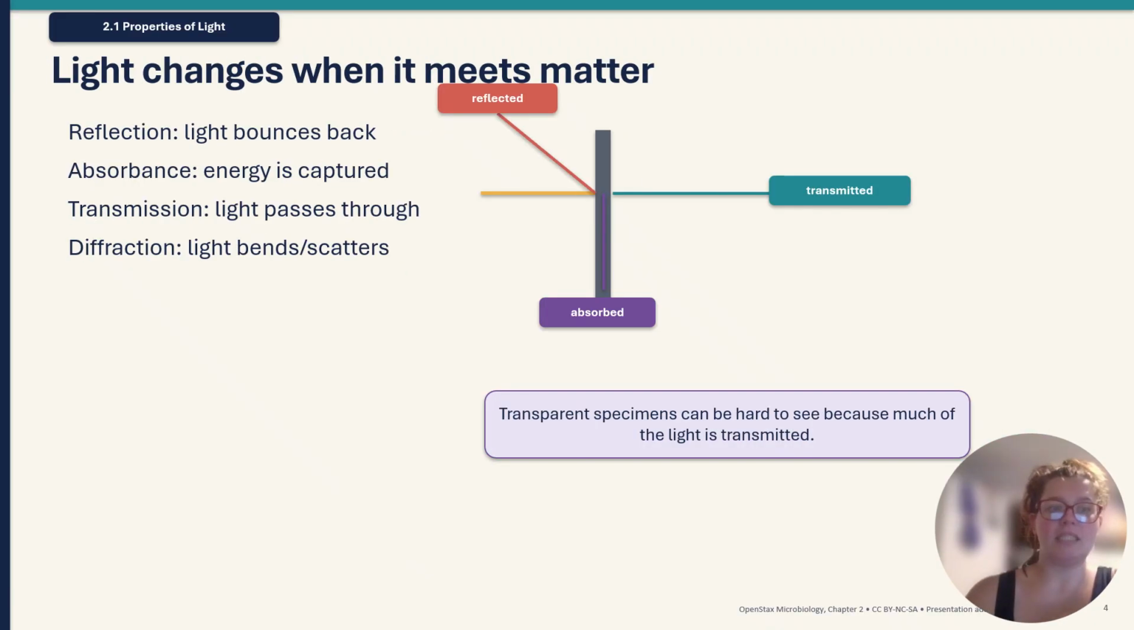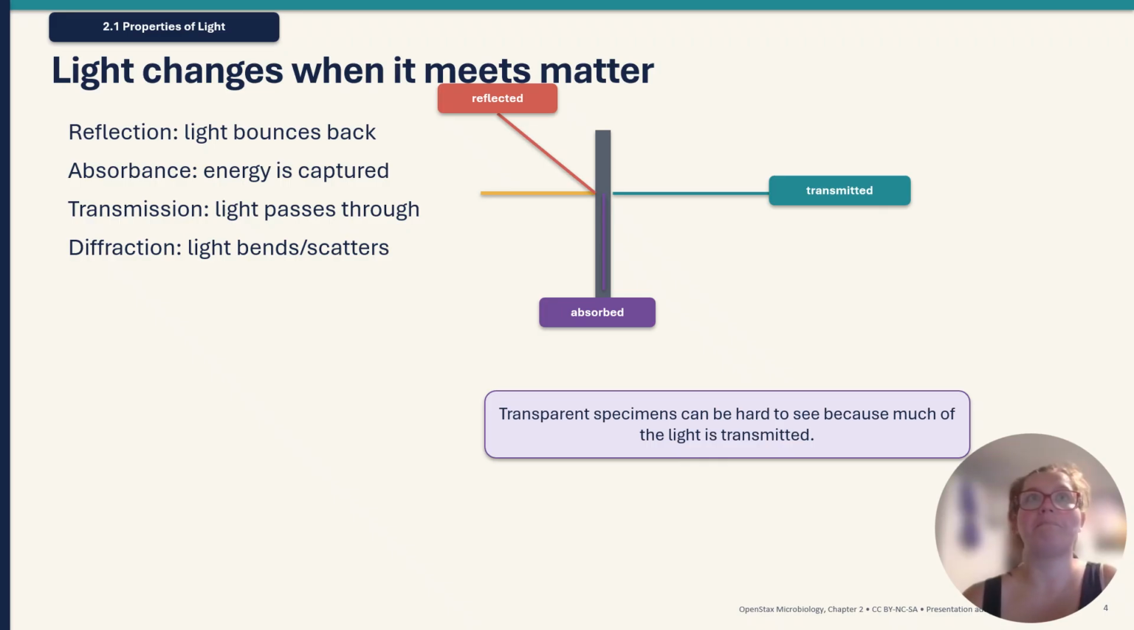And light can be reflected and absorbed and transmitted when it encounters an object. So the difference, absorption is when the energy from the light is taken in by the material. So it's absorbed, like it devours that. And then transmission is when it passes through. That's why transparent items are hard to see, because the light is transmitted through that object.